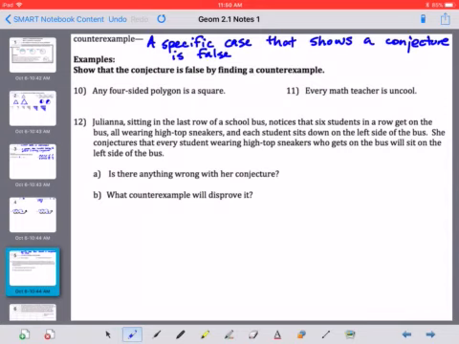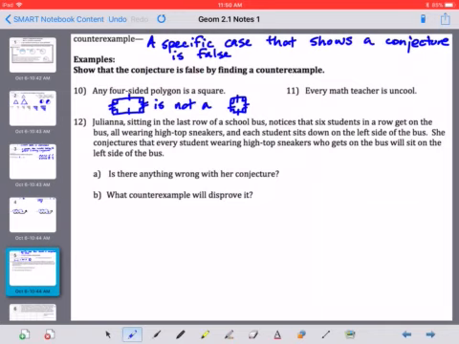Example 10 says, any four-sided polygon is a square. Any four-sided polygon? Well, what about a rectangle? That's not a square. So a rectangle is not a square. Because a square has to have all 4 sides the same and 4 right angles. A rectangle has 4 right angles, but these 2 sides are longer than these 2 sides, so that is not a square.